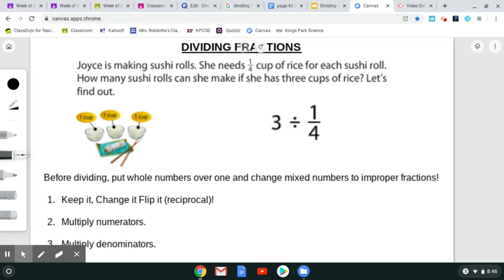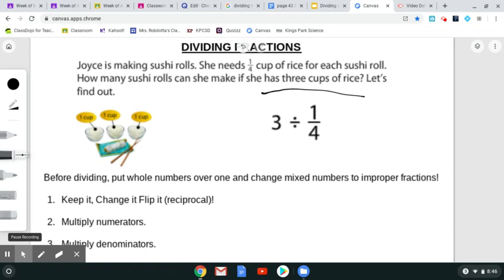Let's find out. So the first thing I asked myself was, what number am I dividing up? What number am I trying to separate? When I look at this question, I see that I start with 3 cups of rice. So if I'm starting with 3 cups of rice, that number has to go first. And then what am I dividing it into? I'm not dividing 3 by another whole number. I'm dividing 3 by 1/4. I need to know how many 1/4 sections are in 3.